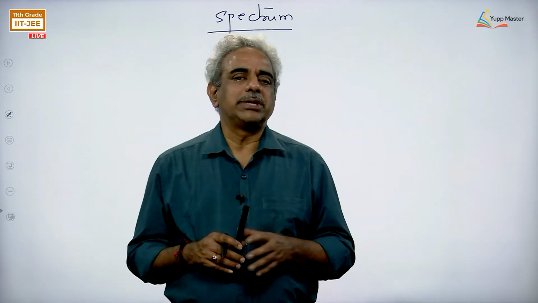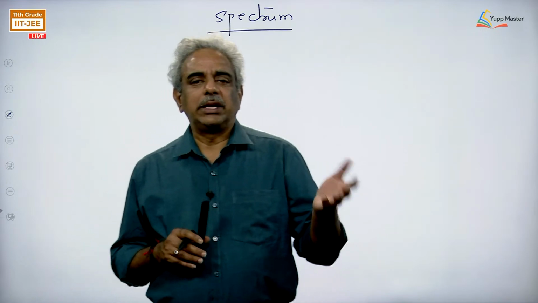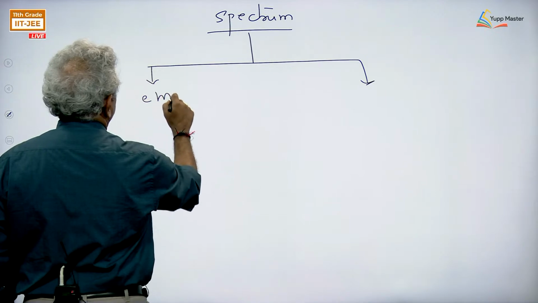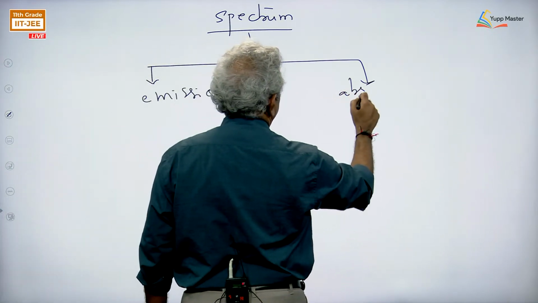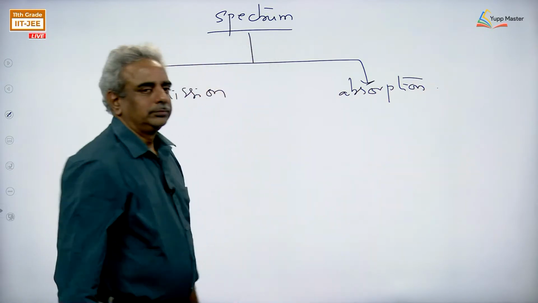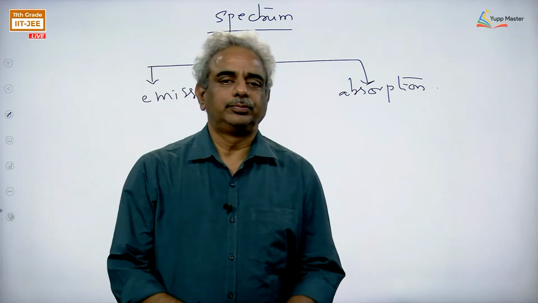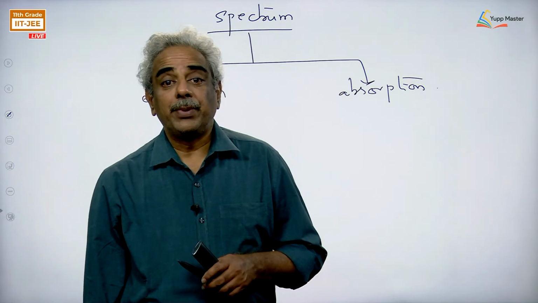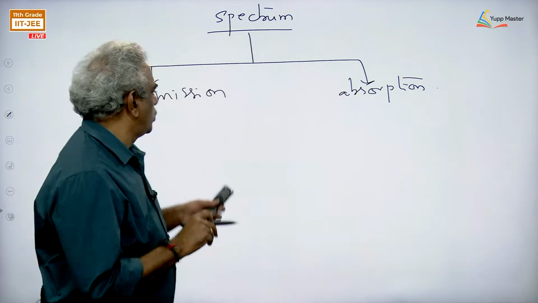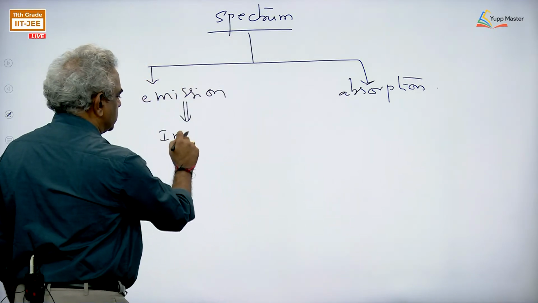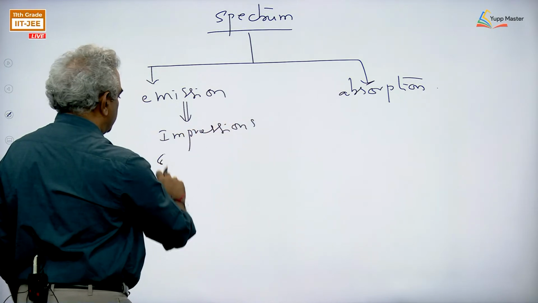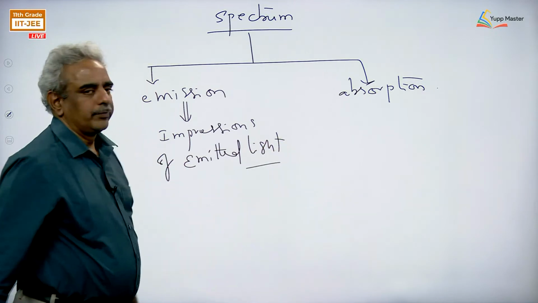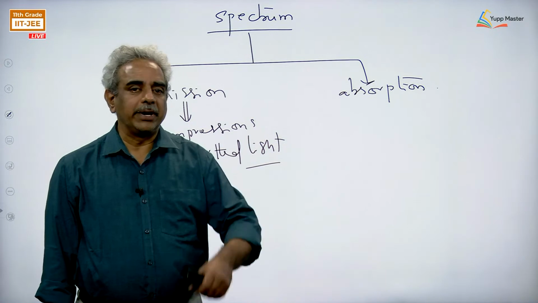Actually in spectra, in a broad sense, we have got two varieties. One is emission spectrum, another is absorption spectrum. Emission, absorption. What do you mean by emission? Giving out. What do you mean by absorption? Taking in. What do you mean by spectrum? A recorded impression of a radiation. So, what could be an emission spectrum? Impressions of emitted radiation. Impressions of emitted light, impressions due to emitted light.